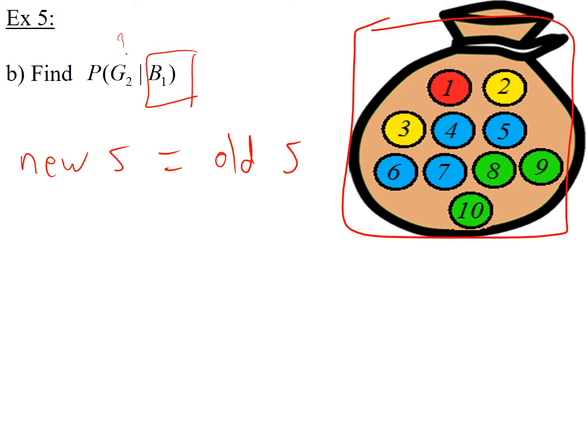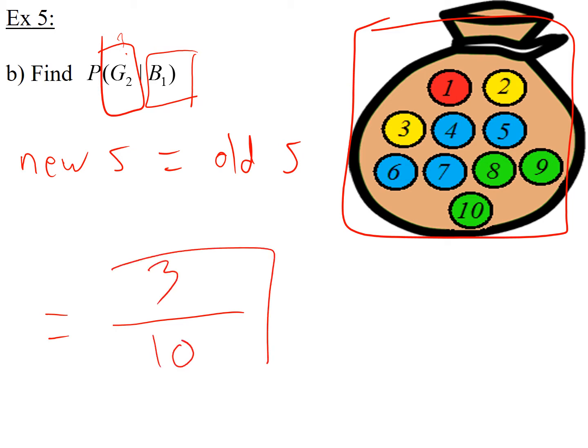What's the probability I get a green? And the answer is 3 greens, 10 total. Yeah, that's it for that one. Again, I know it's a little too easy, but you'll understand the difference when we get to example 6. Okay, we got one more question.